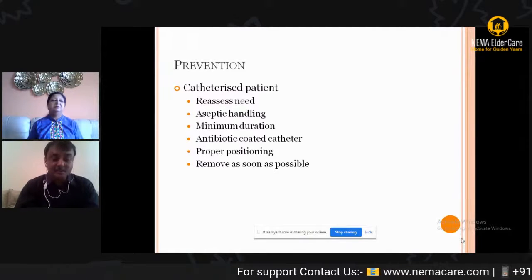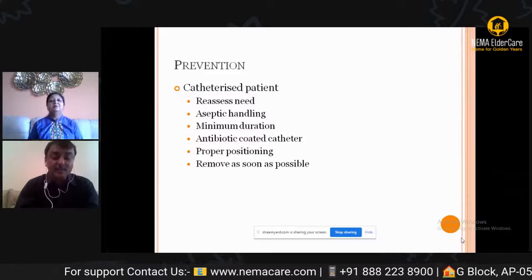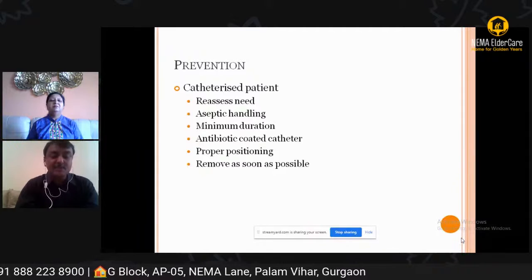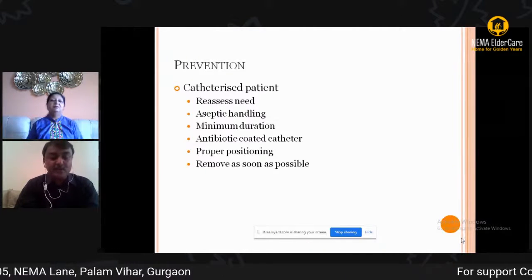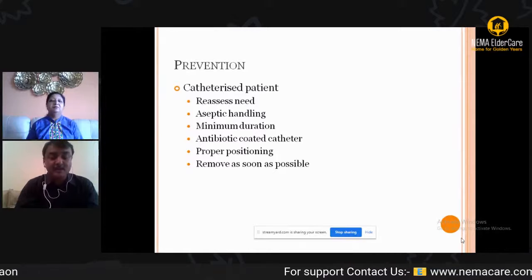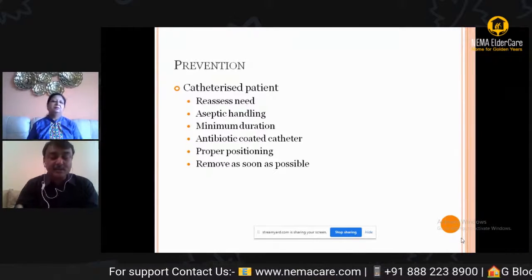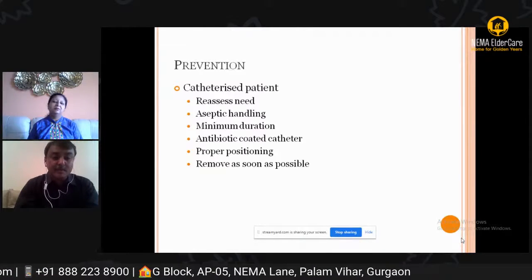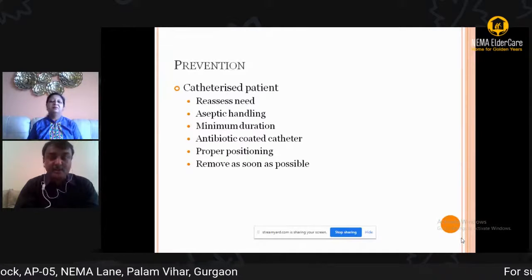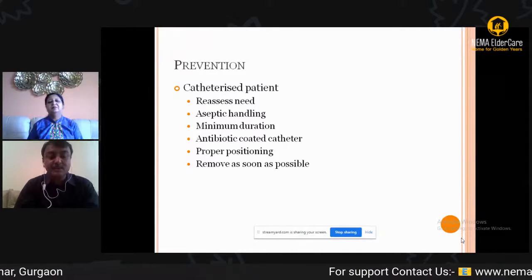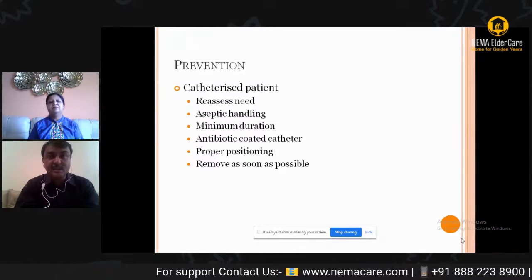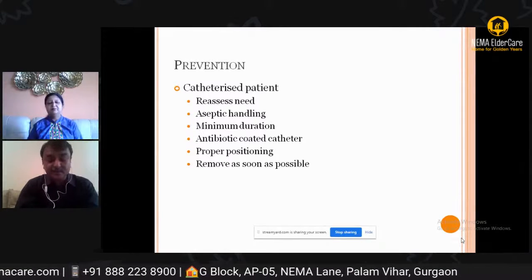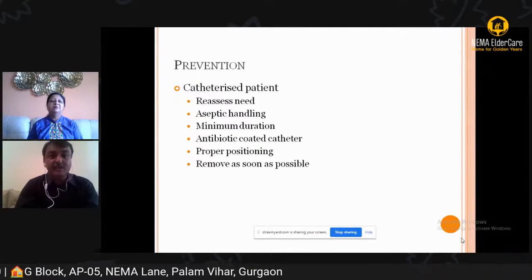One important thing to understand here is the proper positioning of the catheter. The catheter and the urinary bag should always be positioned in such a way that there is no backflow of urine from the urinary bag into the bladder, because that can obviously increase the risk for infection and cause problems for us. So proper positioning of the patient, wherein the urinary bag is always at a lower level as compared to the patient, whether the patient is sitting, standing, or lying down. It is very important to maintain that proper direction of flow of urine, so that there is never a backflow of urine.